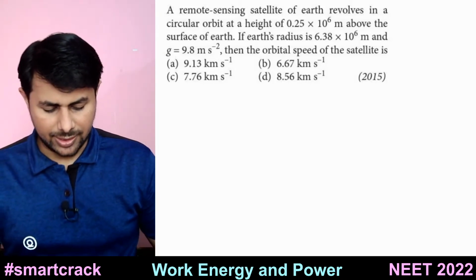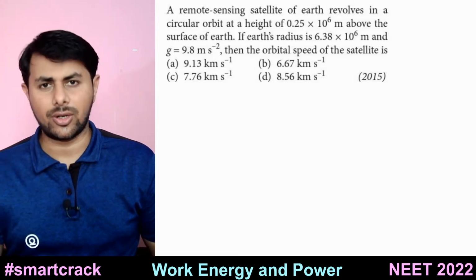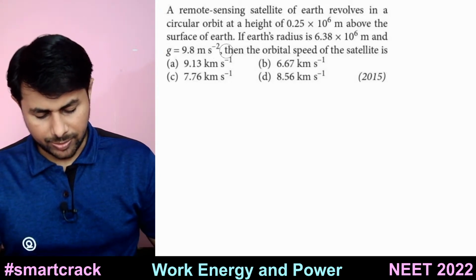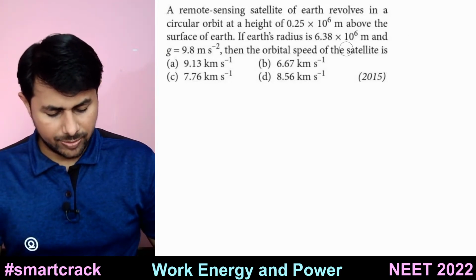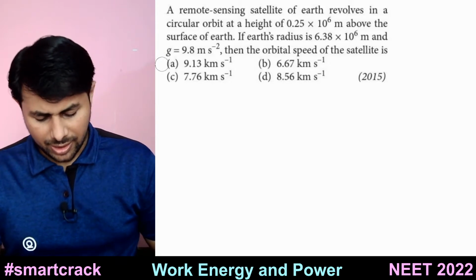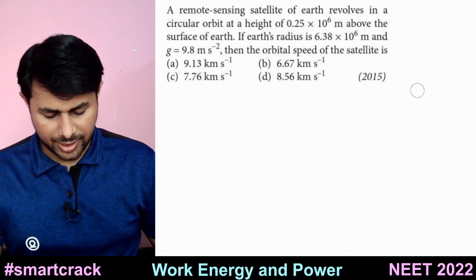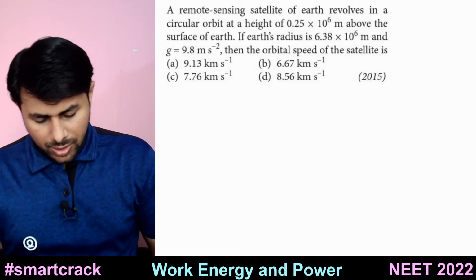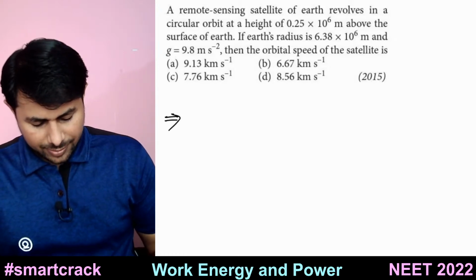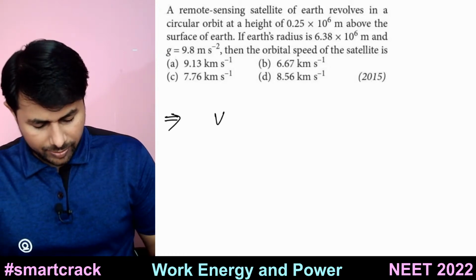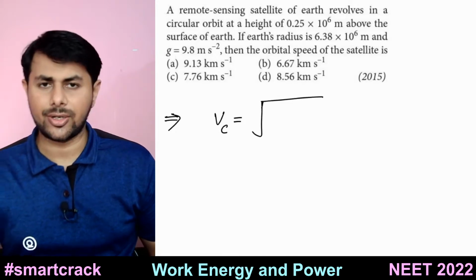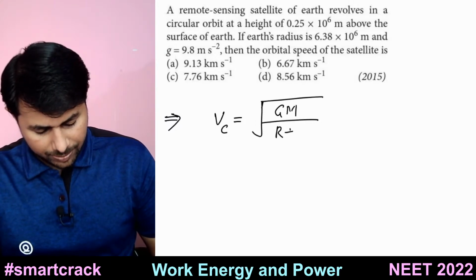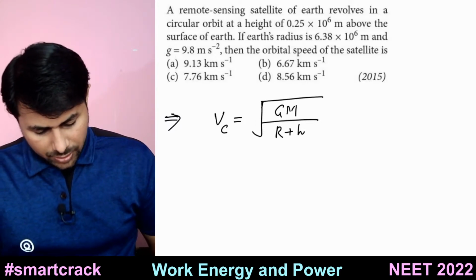A remote sensing satellite of Earth revolves in a circular orbit at a height 0.25 into 10 raised to 6 meters above the surface of Earth. If Earth's radius is 6.38 into 10 raised to 6 meters and g equals 9.8 meters per second square, then the orbital speed of the satellite is. Orbital speed is asked. So what is orbital speed? The formula for the orbital speed or critical speed is square root of GM divided by (R plus h).